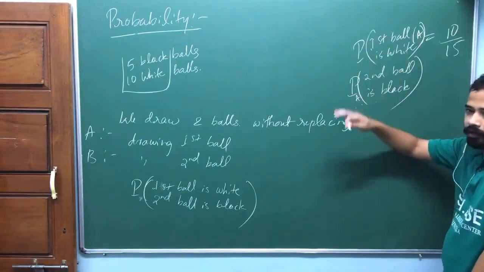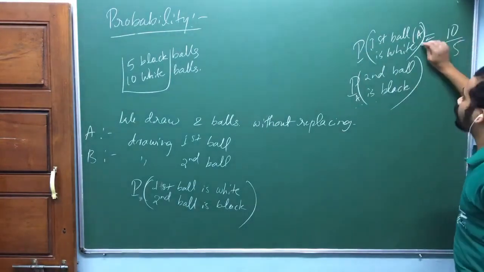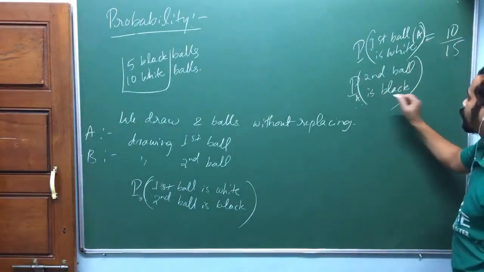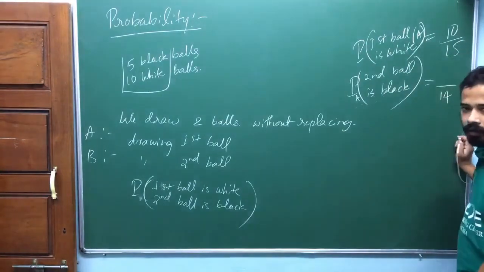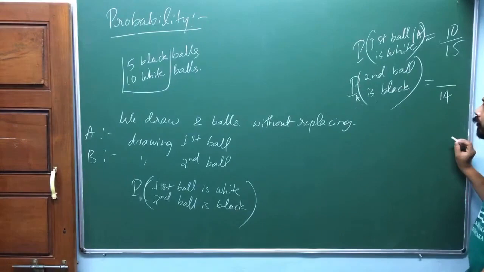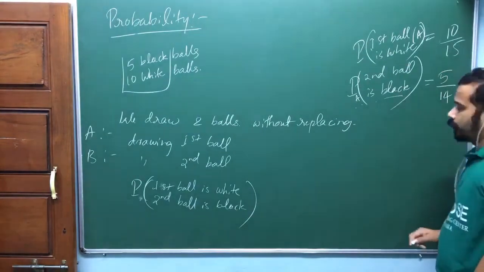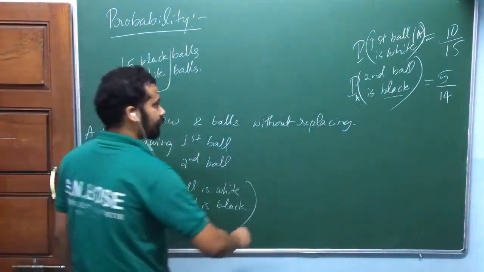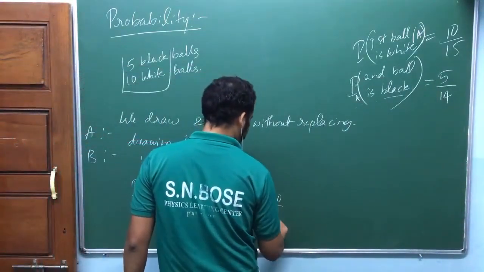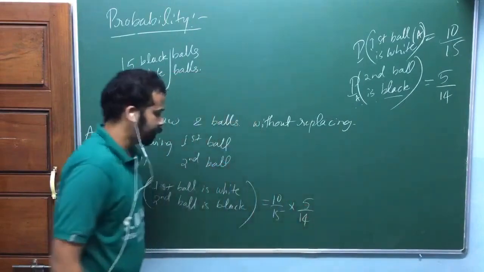First ball you have already drawn. You found the probability, okay? After this event, what is the probability that second ball is black? Now, how many balls left there? What is the favored? 5. And this total probability is multiplication of those two. It is 10 by 15 into 5 by 14.